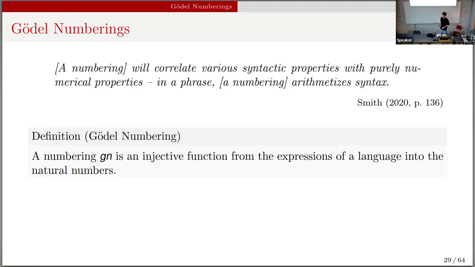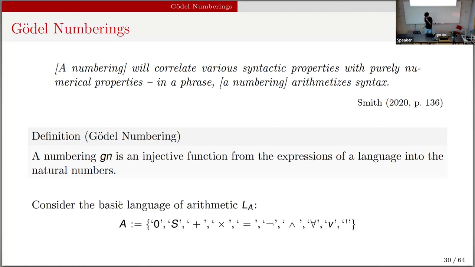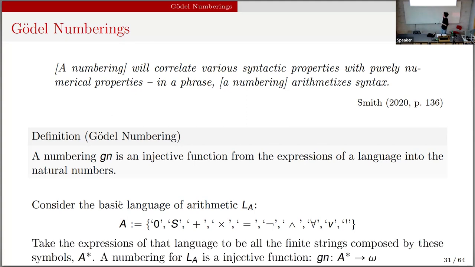Okay, so here is an example. Let's take, for example, the language of arithmetic, which is this very poor language with only a few symbols. And we say that the expressions of that language are all the finite strings composed of those symbols. So for example, 00s will be an expression of the language, and plus equal Vs will be another expression of the language, and so forth. And I call this A star, the Kleene closure of that alphabet. And so a numbering for that language is just an injective function from this set, the set of all finite strings from that alphabet, into the natural numbers.